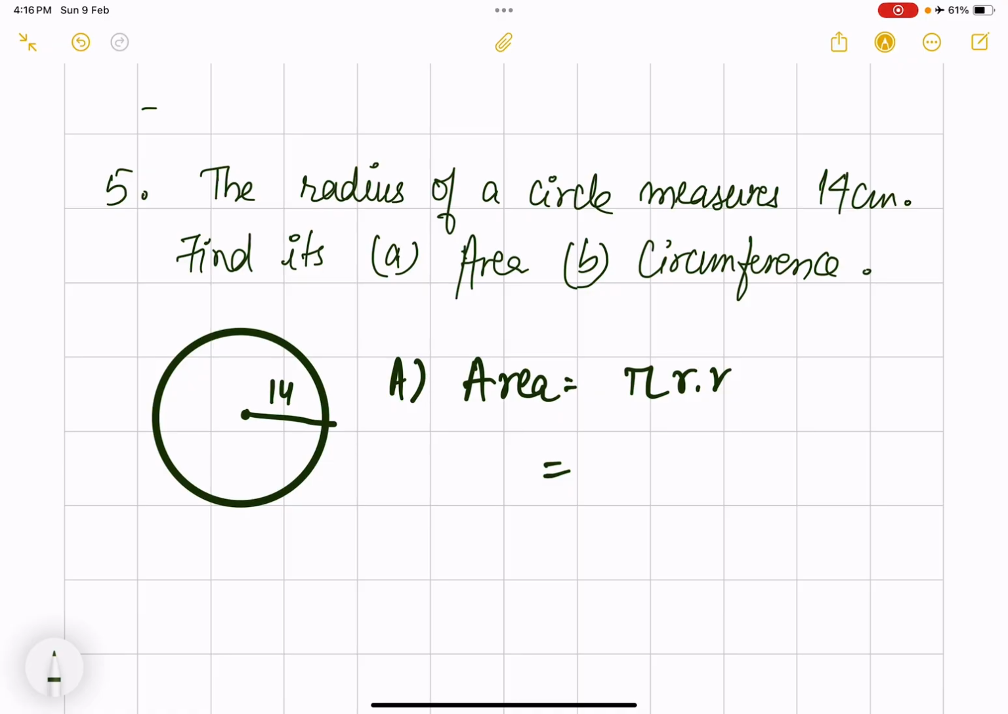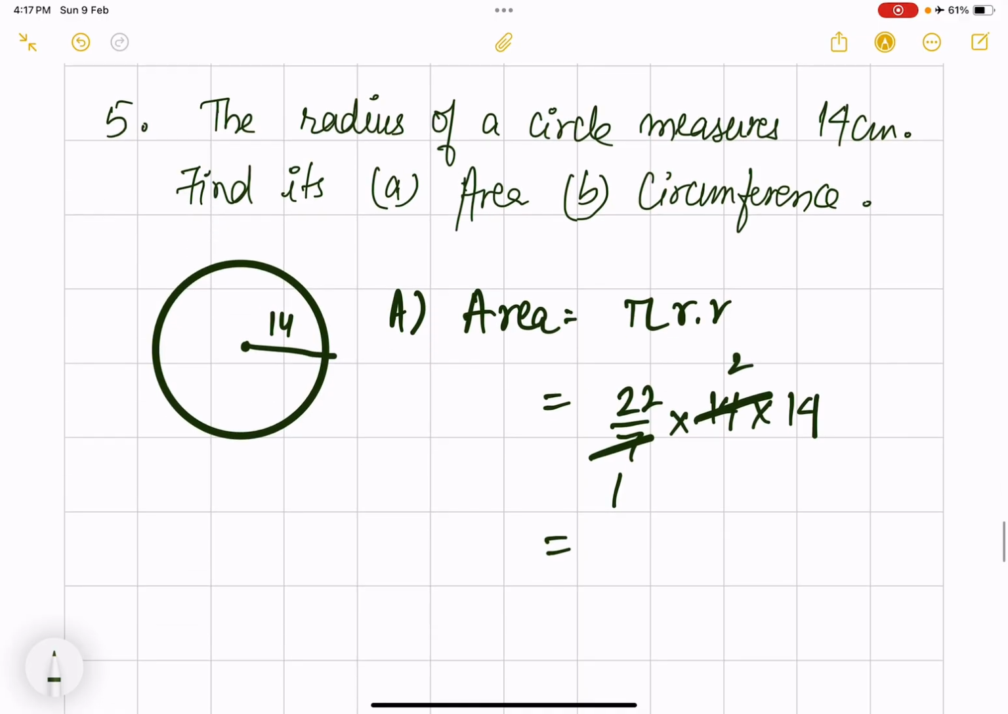Radius is 14, so it will be 22 by 7 into 14 into 14. See if you can cancel something. 7 and 14 can be cancelled. 7 ones are 7, 7 twos are 14. Now multiply the numbers. Whatever your number is, that will be the area.